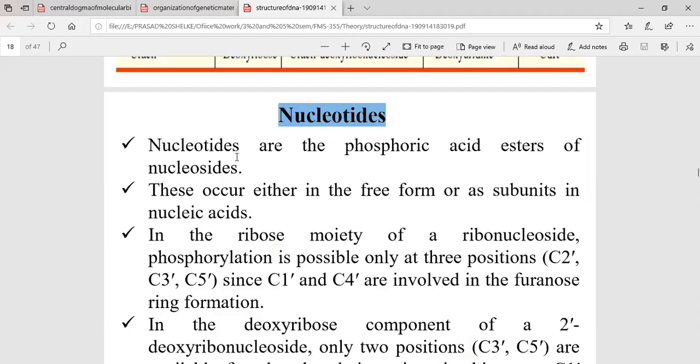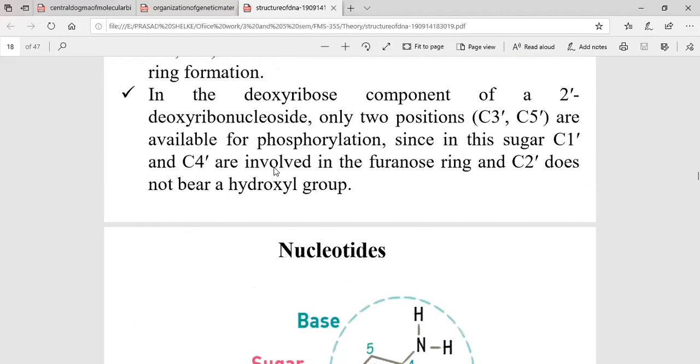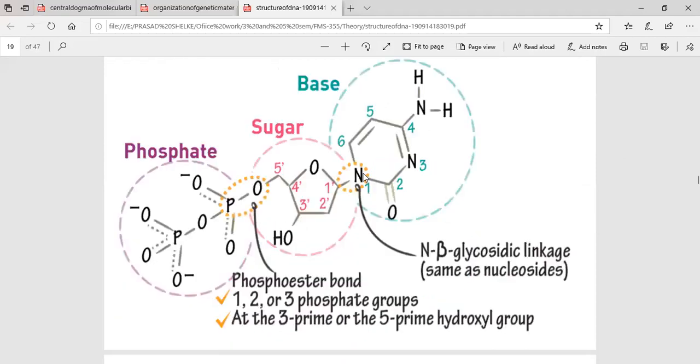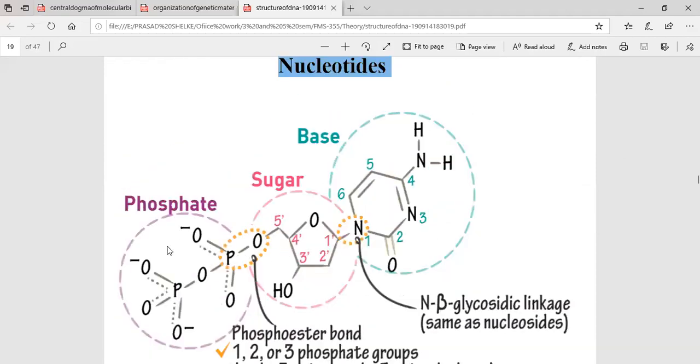So here you can see that nucleotides are phosphoric acid esters of nucleosides. Okay, it is a phosphoric acid ester. So it means it's linked. This nucleoside linked with the phosphoric acid by ester bonding, and that's called as a nucleotide. So here you can see the nucleotide contains an additional phosphate group, that is phosphoric acid group added here. It is bonded through this phosphodiester or phosphoester bonding.